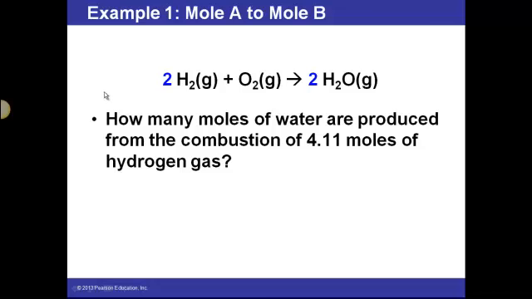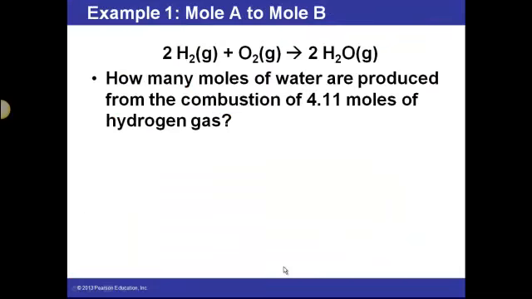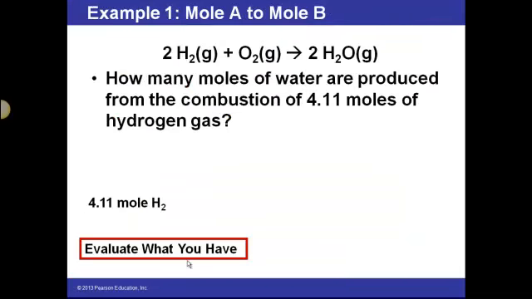So if we want to know how many moles of water are produced from the combustion of 4.11 moles of hydrogen gas, how are we going to do that? We start out with moles of hydrogen gas. We need to convert that into moles of water. That's going to involve the center part here, where we evaluate our mole relationship from the equation. We have 4.11 moles of hydrogen gas, and then we need to use our molar ratio from the equation to calculate the moles of water that we're going to get.